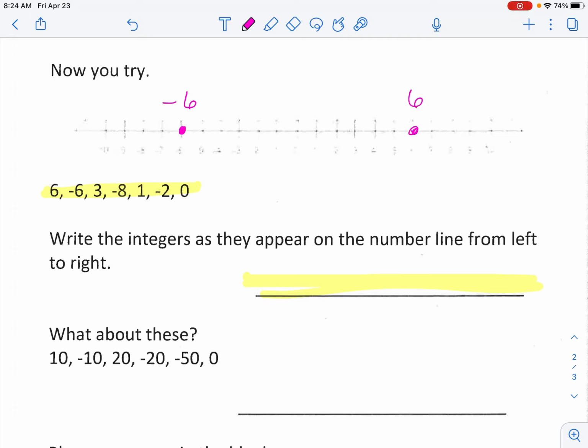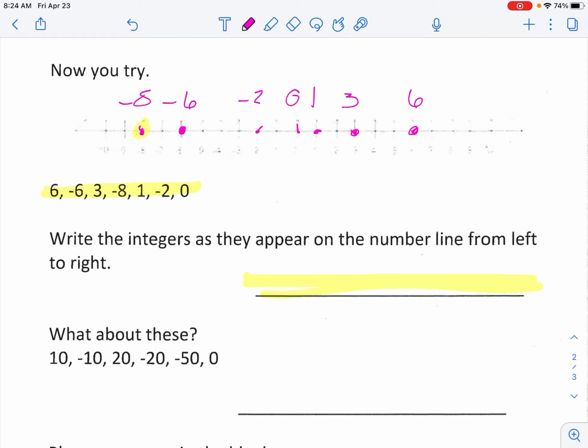Okay. Then I'm finding 3, -8, 1, -2, and 0. All right, now that I've got my numbers on my number line, I can order them from least to greatest, going from left to right.